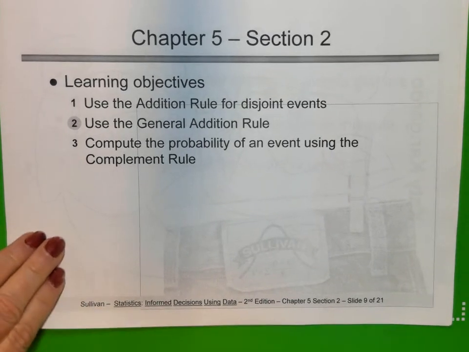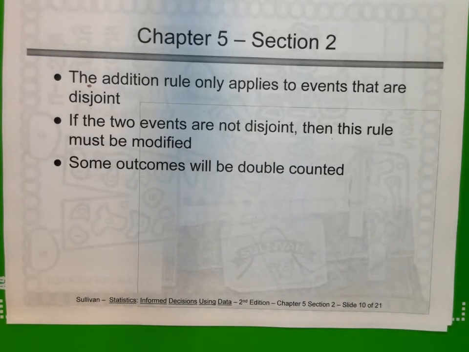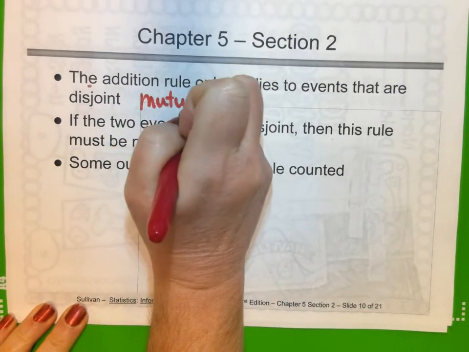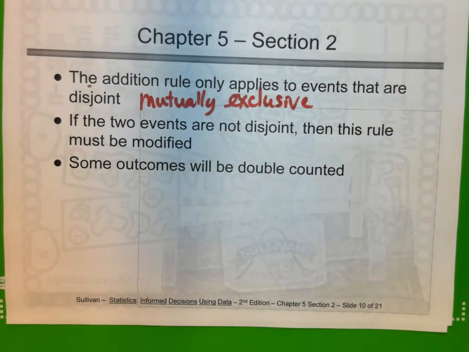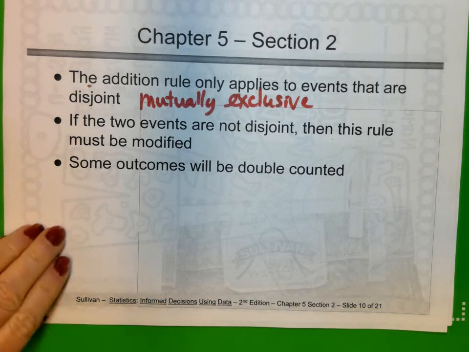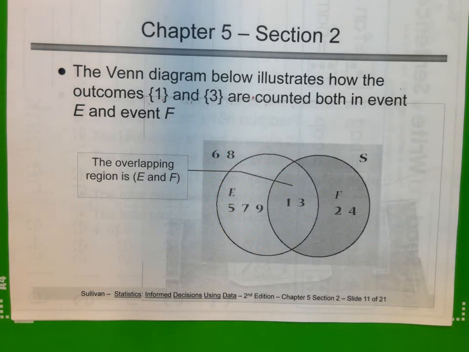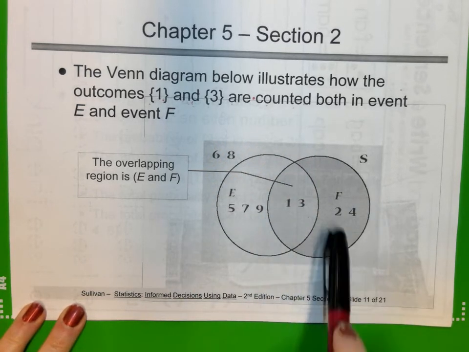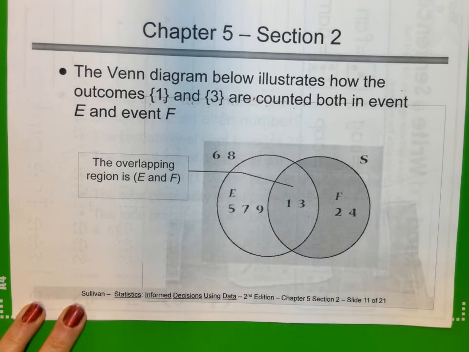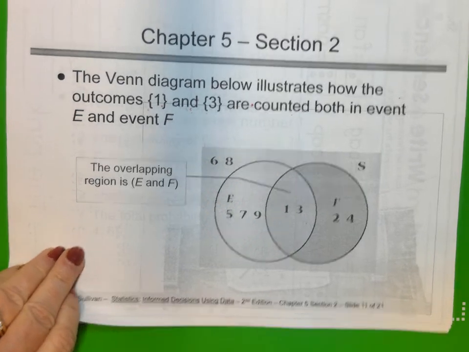Okay, general addition rule, you've already seen it pretty much. The addition rule only applies to events that are disjoint or mutually exclusive. Again, that term is mutually exclusive. If two events are not disjoint, this rule must be modified. We'll talk about that in the next section. Some outcomes could be double counted, so we'll talk about that one later. The Venn diagram illustrates how the outcomes 1 and 3 are counted both in event E and F. So the circles are overlapping. So E and F are overlapping, and 1 and 3 are in both groups.